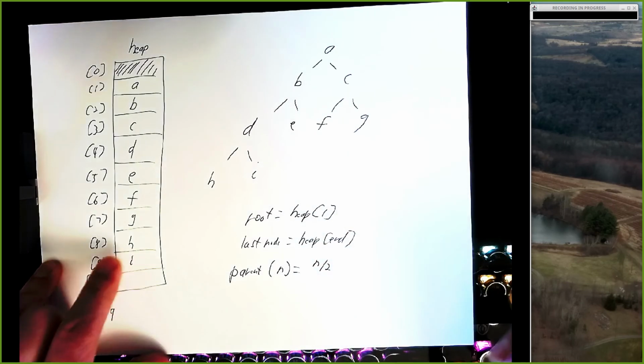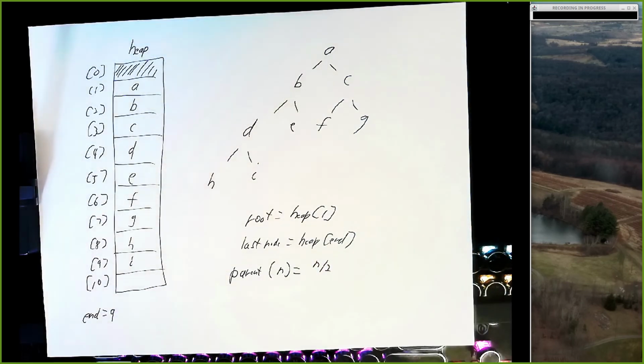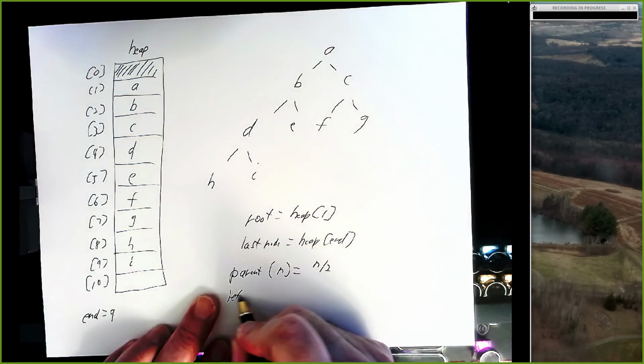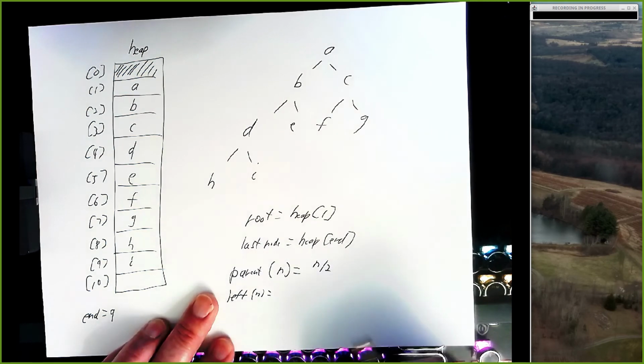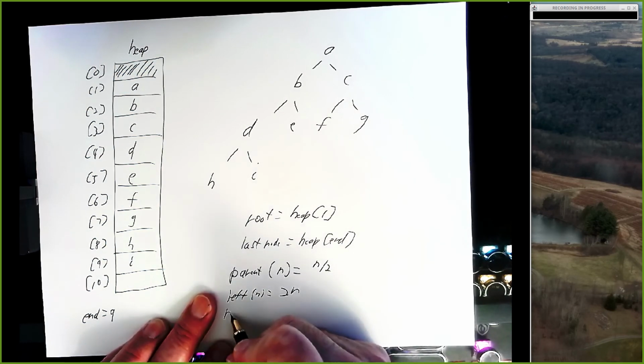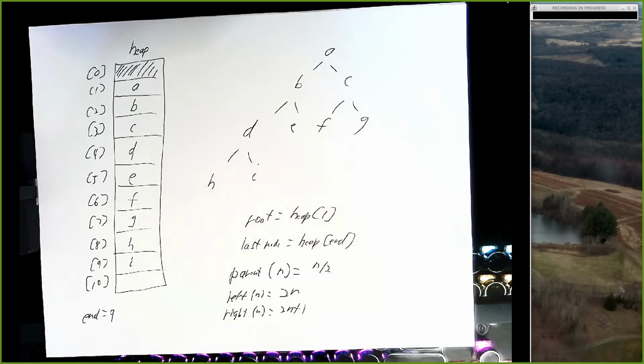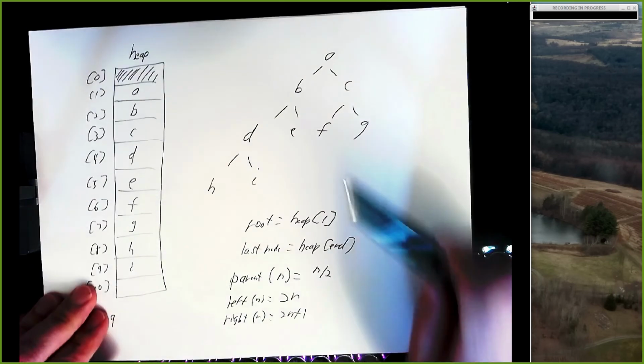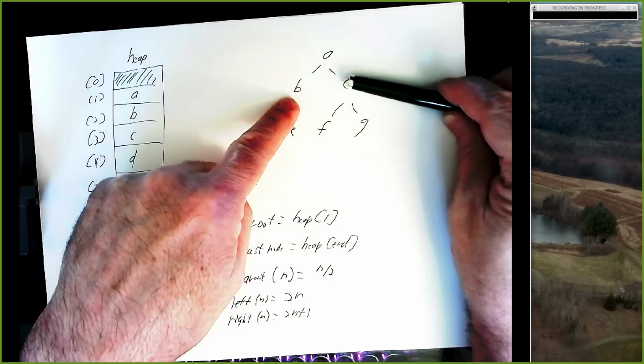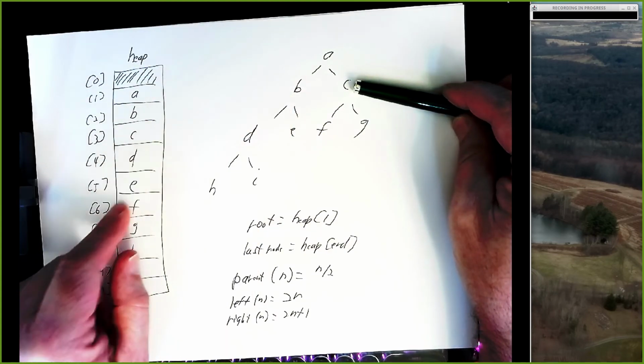Just n over 2. And the left child of node n is 2n, and the right child of node n is 2n plus 1. So for node 1, the left child is 2, the right child is 2 plus 1, which is 3.